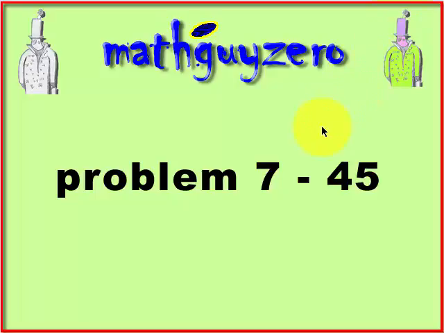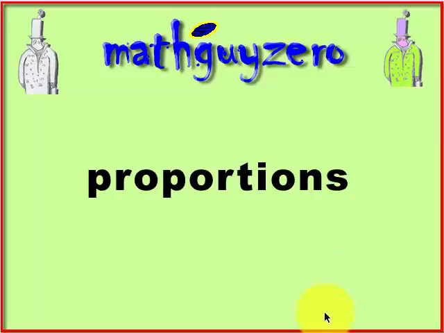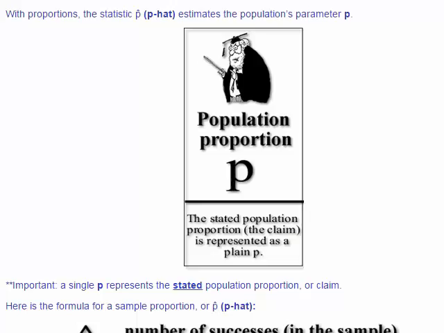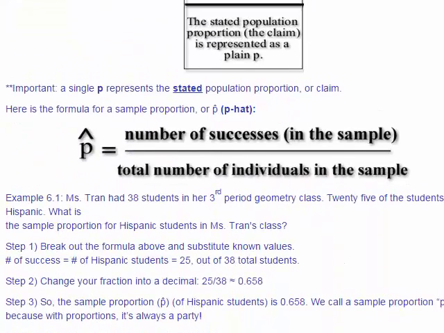All right, now we're going to start hitting proportions. Proportions work just like everything else with the standardized z-score. A proportion is, by definition, the stated population proportion, represented by a plain p. So p hat, or in the book that you're using, p with a bar over it, is the number of successes in a sample over the total number of individuals in the sample.